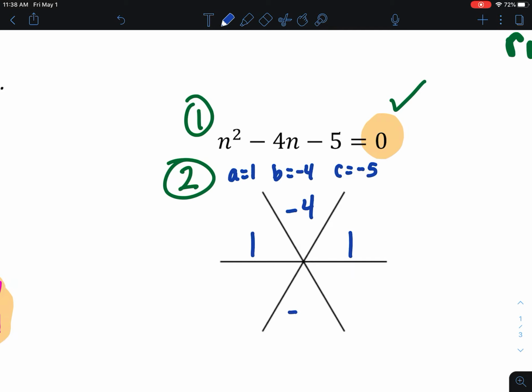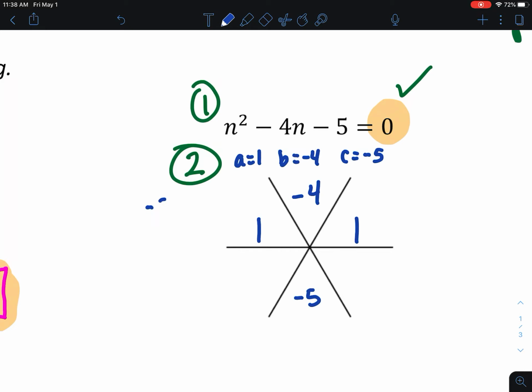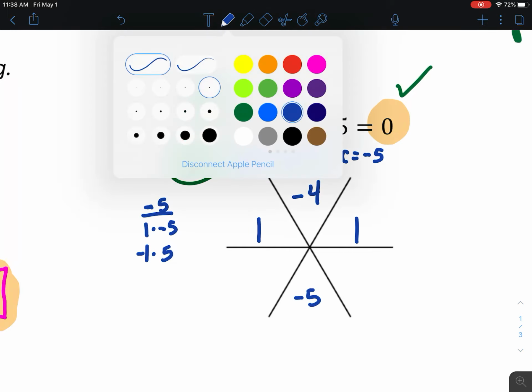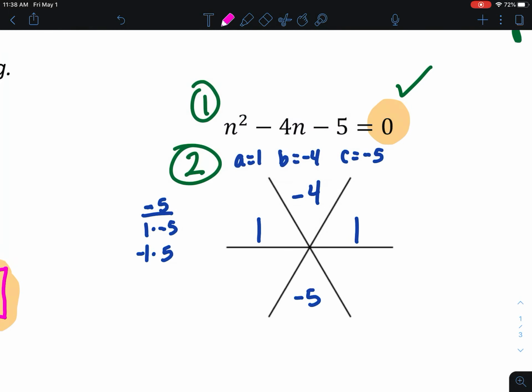Fill in the snowflake. 1 times negative 5, that's negative 5. Alright, so we're thinking of all the numbers that multiply to negative 5. 1 times negative 5 works. What's the only other way to equal negative 5? Negative 1 times positive 5 also equals to negative 5, right? Because the only way you can multiply and get a negative is if you multiply by opposite signs.